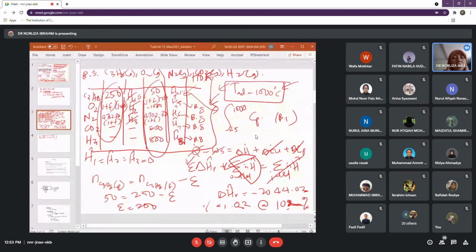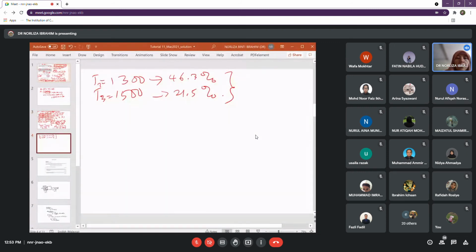Okay, and then the last question asks us about the sketching. So we do the sketching. Since you have the values, you put the values here. This one 1000, for this one you got 21.5, here is 46.3, here is 103.4. You write here T adiabatic, and this is your excess.